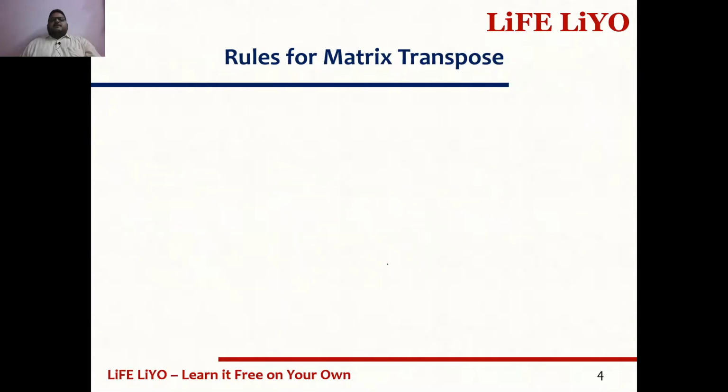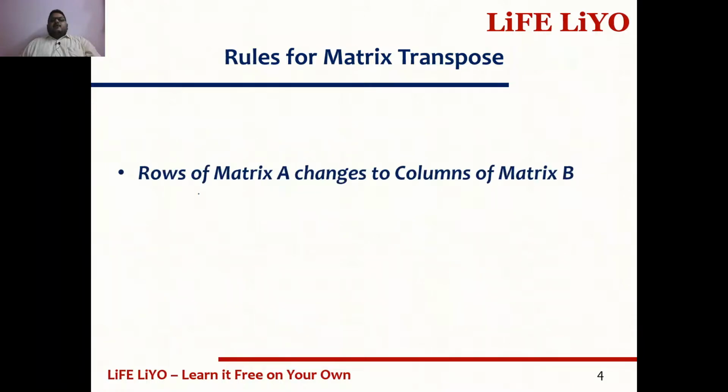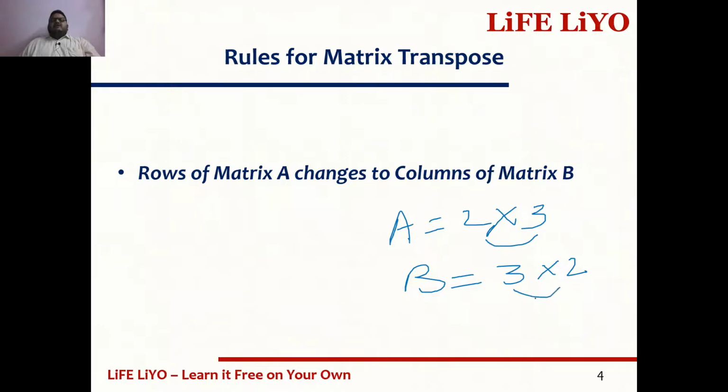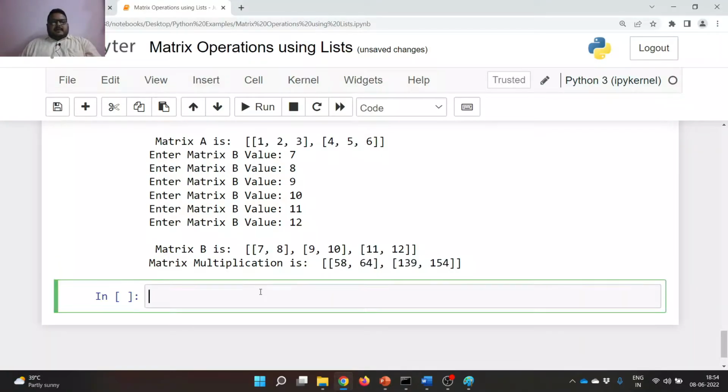Next, rules for transpose of a matrix. To transpose a matrix, the rows of matrix A change to the columns of matrix B. For example, if A equals 2 by 3, then the B output matrix will be 3 by 2. So the rows and columns have to be interchanged and those values have to be swapped. The remaining entire concept is the same. Okay, transpose.